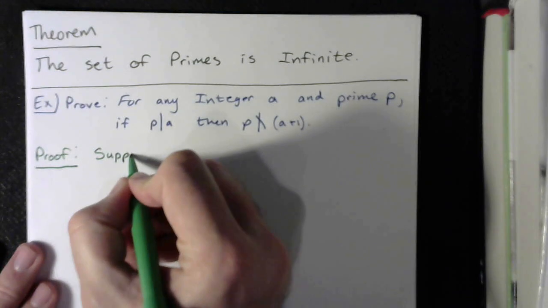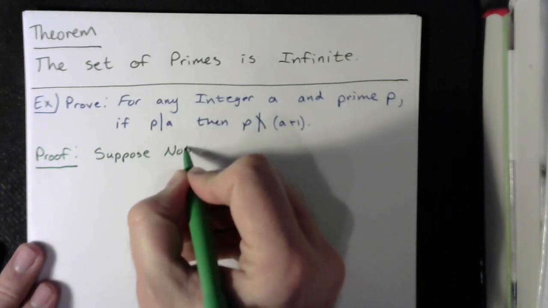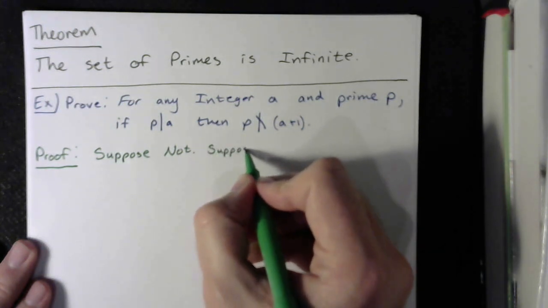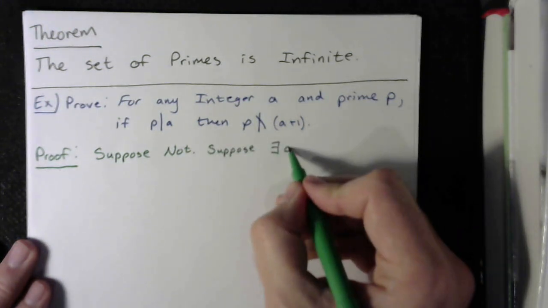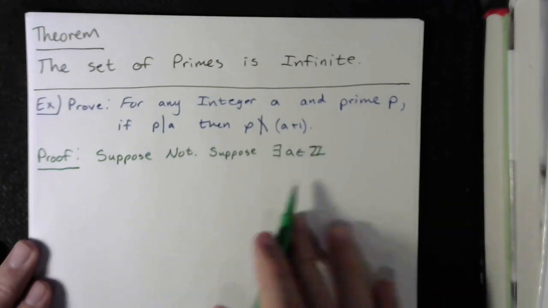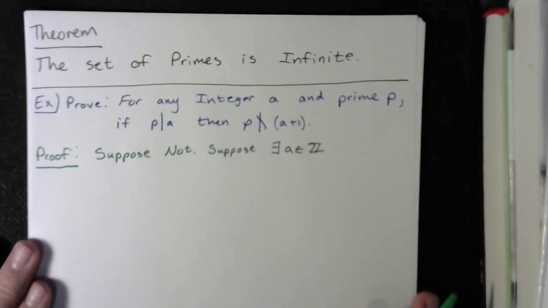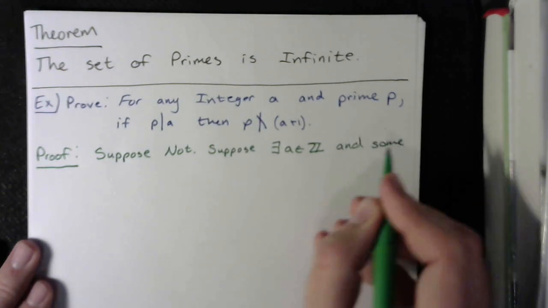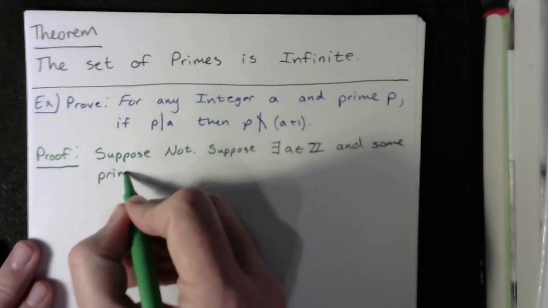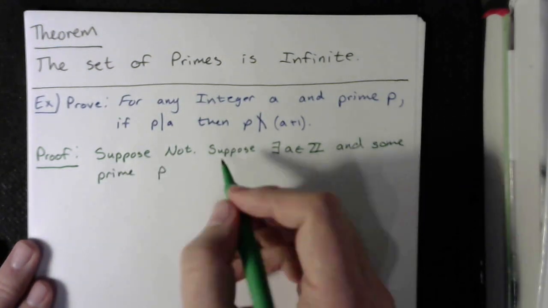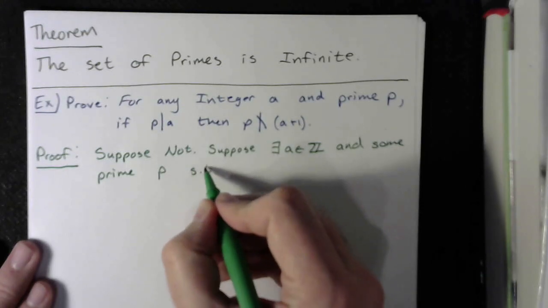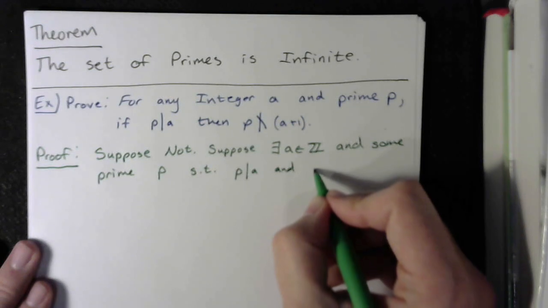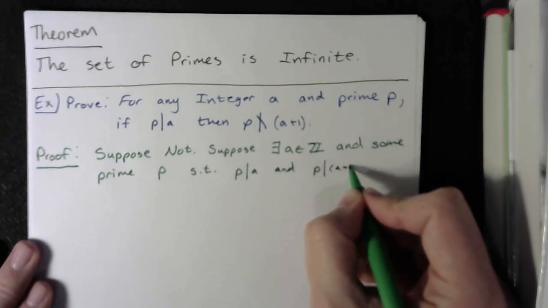So suppose not. So what we're really supposing is that there exists an integer a. It just needs to be one because this is for any integer. So there exists an integer a and some prime p such that p divides a and p divides the quantity a plus 1.